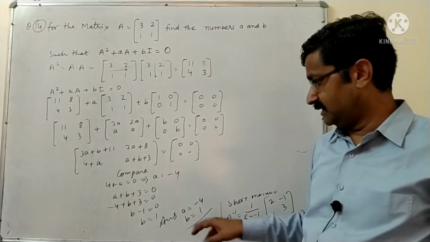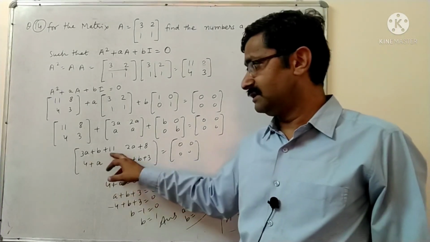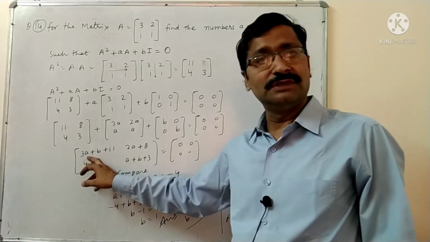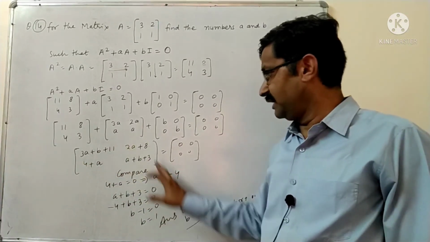Okay, and you can check your answer. Look here, we did not use this now, so you put here in place of b you put 1 and in place of a minus 4, so you get here 0. So it is verified.